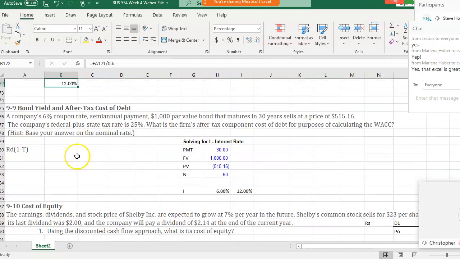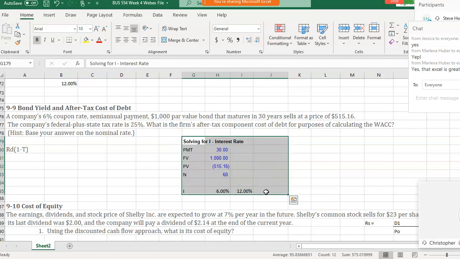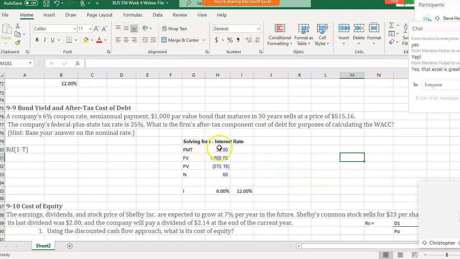Question 9 says a company's 6% coupon semi-annual payment, 1,000 par value bond, matures in 30 years, sells today for 515.16. They have a tax rate of 25%. What is the firm's after-tax component cost of debt for purposes of calculating the WACC? So again, I plugged in one of those little formulas from my present value, future value spreadsheet. And so I already plugged in the numbers on this one. But I wanted you to see how we do this for semi-annual.